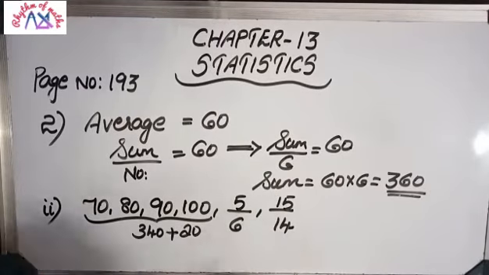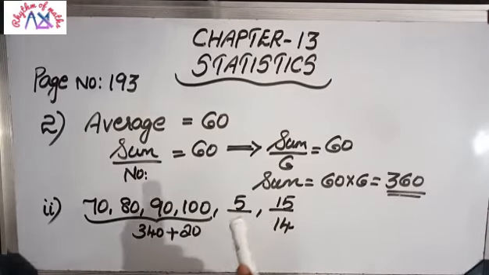So this is also a set which gives 60 as the average, with 4 numbers greater than 60 and 2 numbers less than 60. Similarly, try to write one more set. One set I have already given. Try to write one more set. So this is the second question answer.